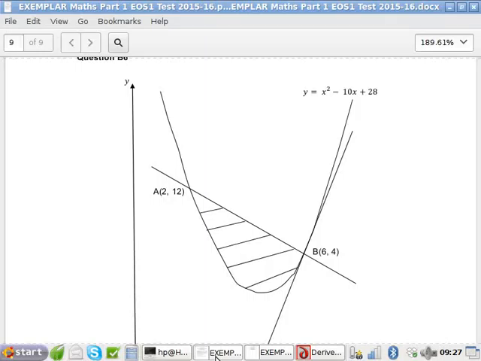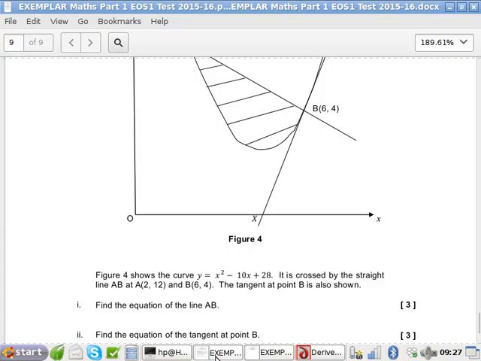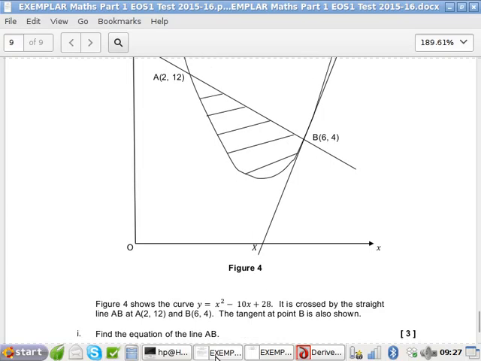You've got a straight line, and 2 points on the line where the line meets this quadratic. And what's the first part? Probably find the equation of AB. Yep. Okay, so we need these 2 points first: (2, 12) and (6, 4).